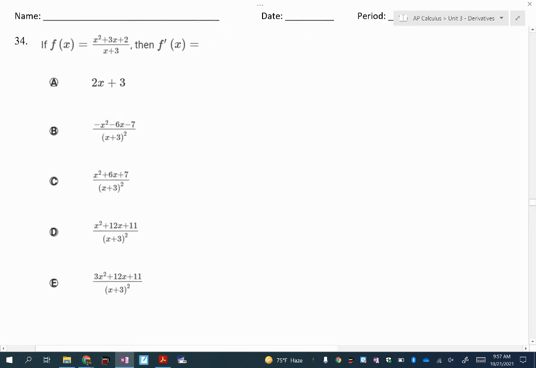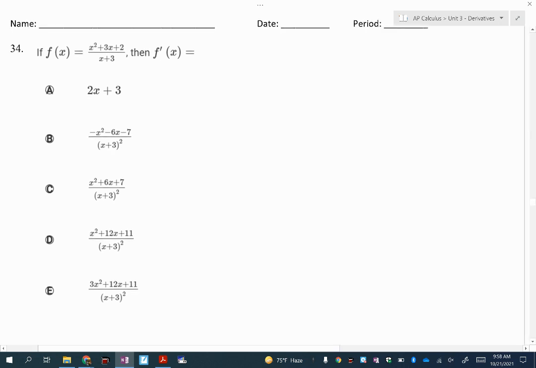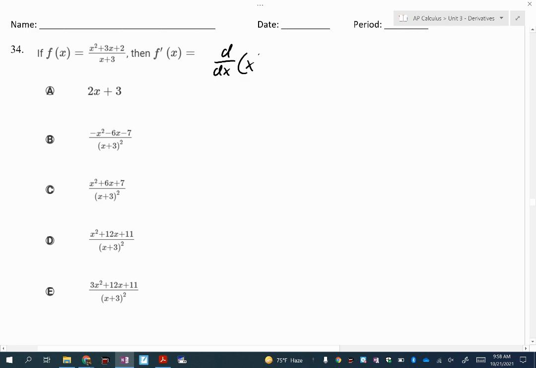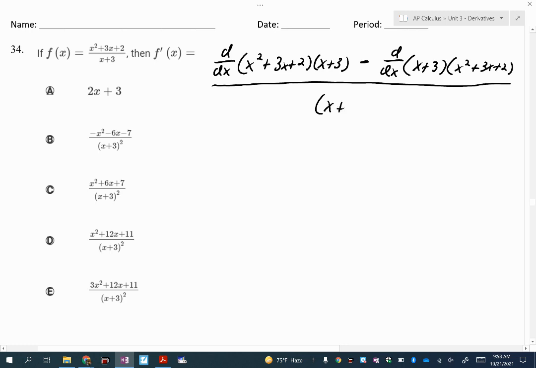34. All right, very similar problem to what we just did. I'm going to use the quotient rule again. I thought about what could happen if I factored, but if you factor the numerator, there's nothing that can cross out, so no reason to factor. Just use your quotient rule, which is the derivative of the numerator times the original denominator minus the derivative of the denominator times the original numerator, all over the denominator squared.